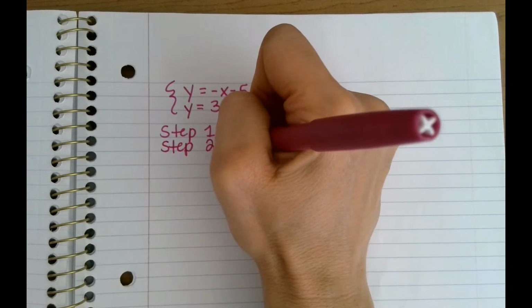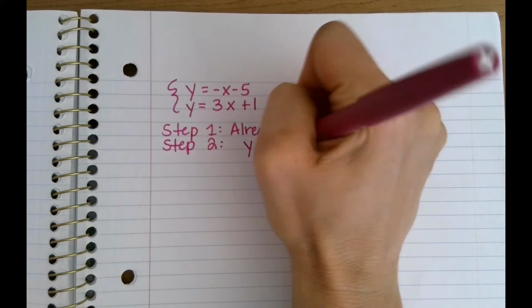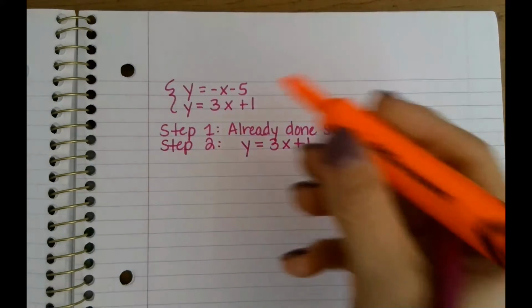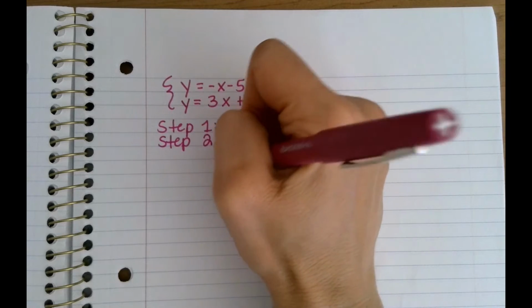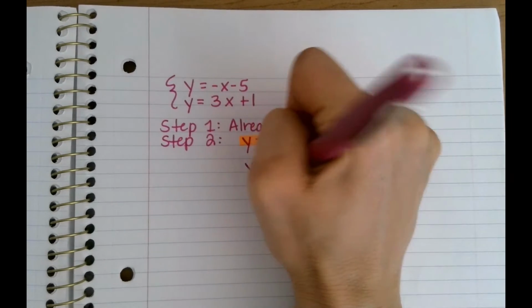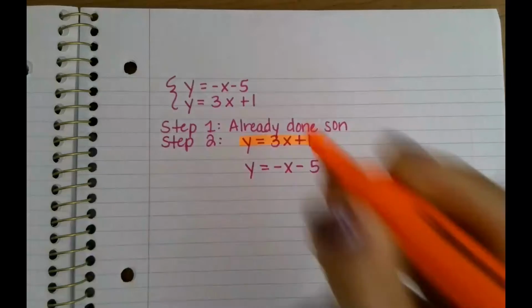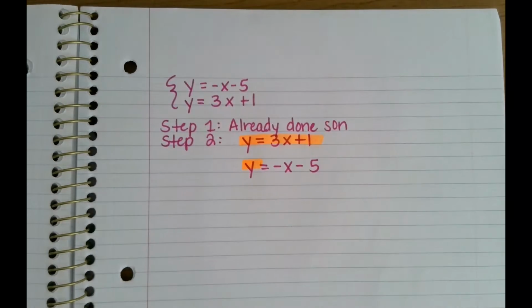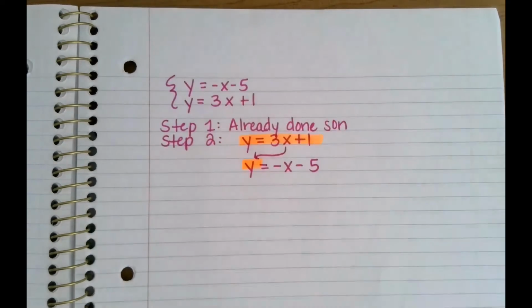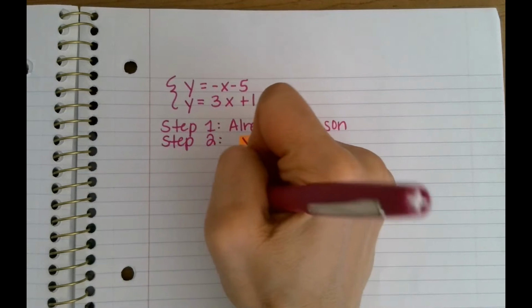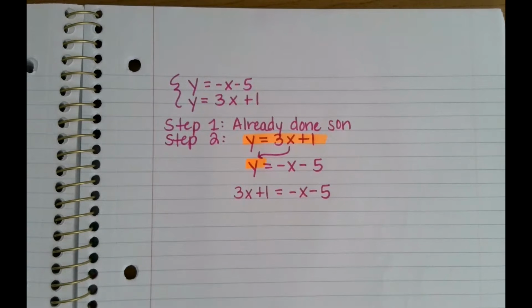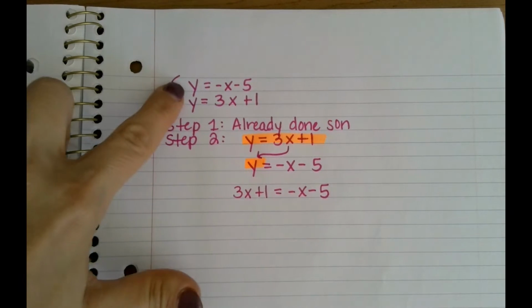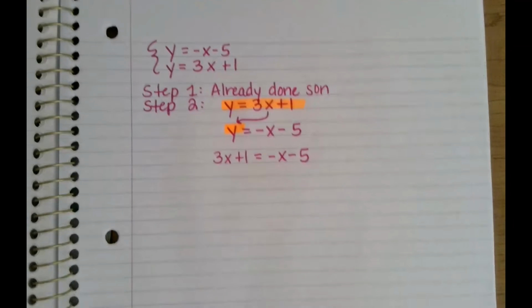So we're going to take the second one, y equals 3x plus 1, and I'm going to highlight that in my color for y. Then we're going to substitute into the first equation. So if the first equation is y equals negative x minus 5, instead of this y, I'm going to substitute the 3x plus 1. So I'm going to put 3x plus 1 equals negative x minus 5. So you're just putting them equal to each other, because if they're both y equals, then we need to put them equal to each other.